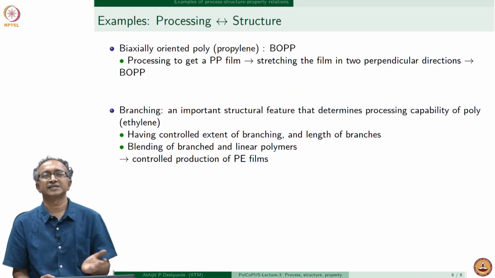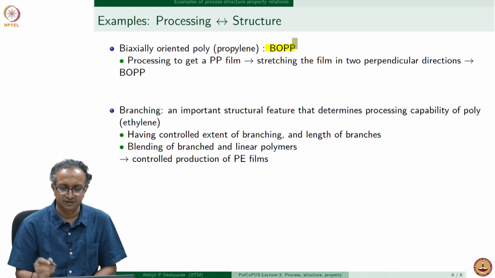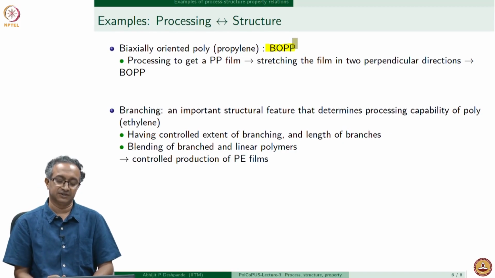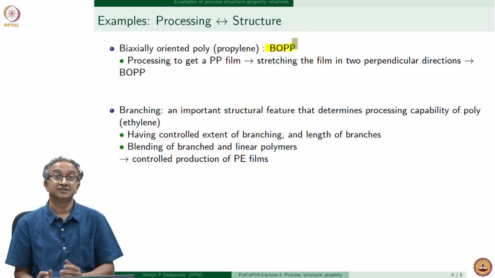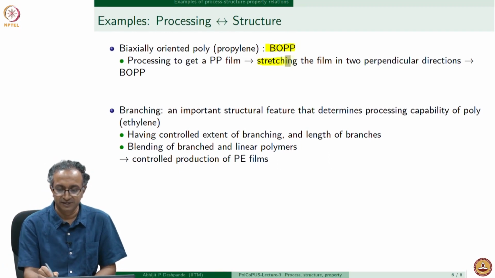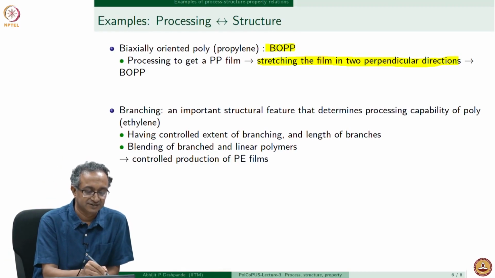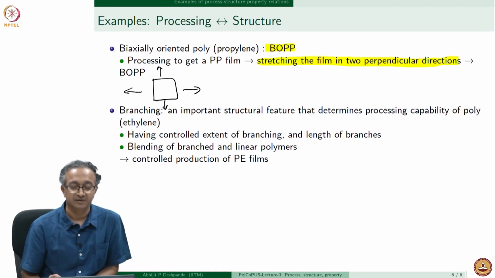So let's start with processing and structure relationships. The first example that I'm going to give is biaxially oriented polypropylene, BOP. If you search this term, you will see that lots of suppliers are there in each and every country which supply BOP films, and it's different compared to polypropylene. And the reason is that this film is processed in a particular way. What we mean by biaxial stretching is, if I get a film, I stretch it in two perpendicular directions.